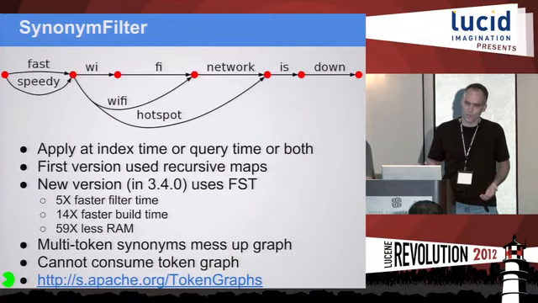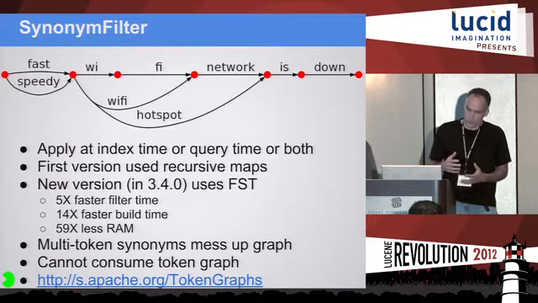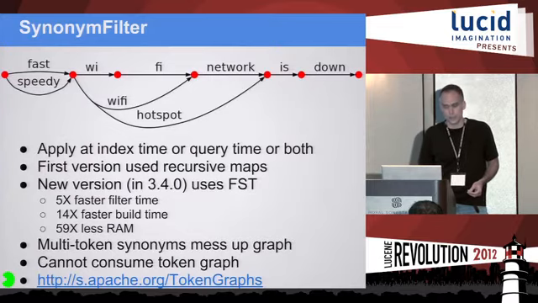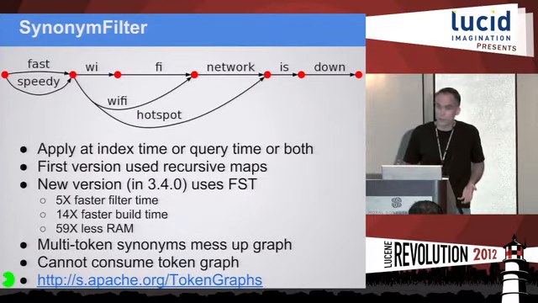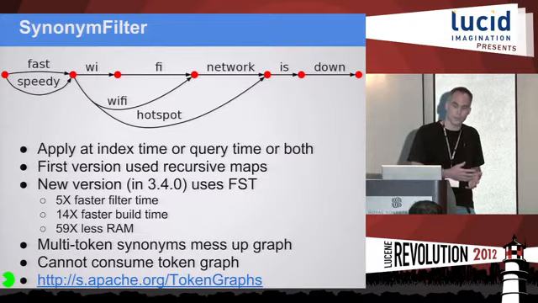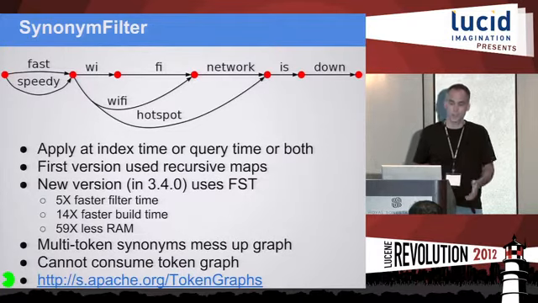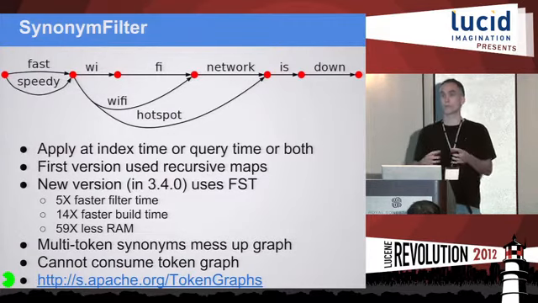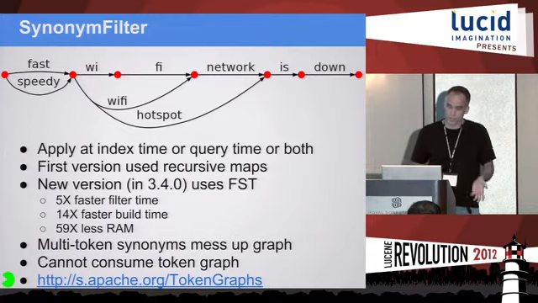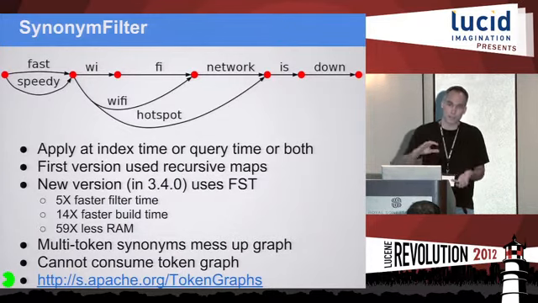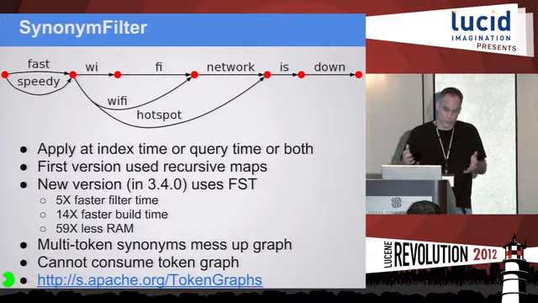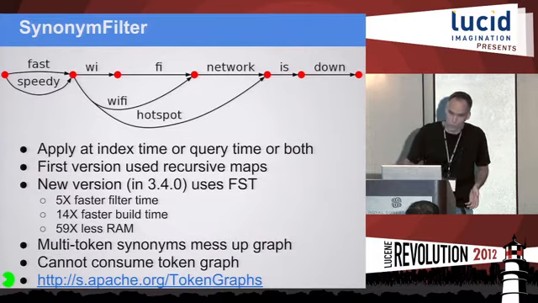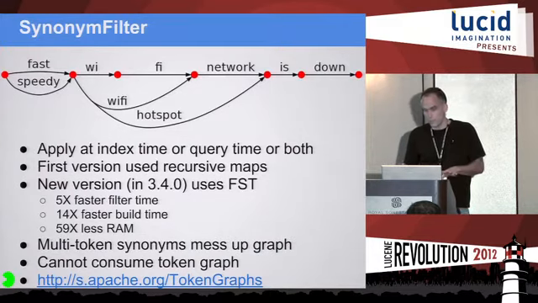The original version used recursive hash maps, and it was a big data structure. And then in 3.4, we cut it over to an FST. And this provided dramatic improvements. We got a 5-fold improvement on the filtering rate, so how quickly it can process the tokens, and 14 times faster startup, so that if you have a lot of rules, the time it takes to compile those rules to the FST got 14 times faster, and a tremendous reduction in RAM because the FST is such an efficient structure, a single byte array. So if you're using SynonymFilter on a large set of synonyms, it's very much worthwhile to upgrade to 3.4. There are caveats.